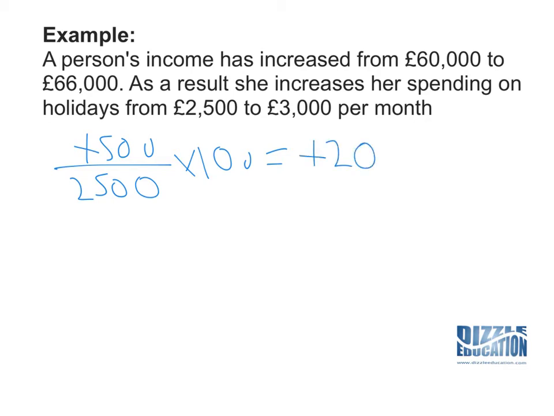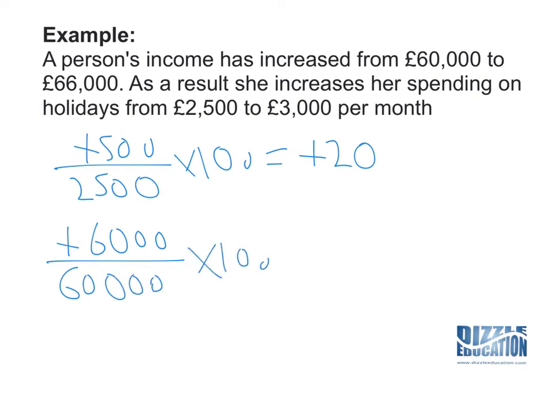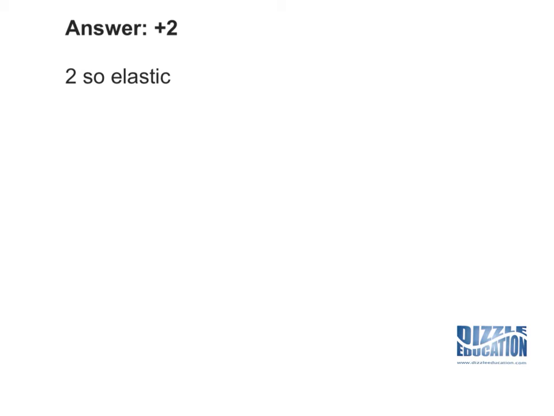Looking at the income change here, it's plus £6,000 divided by original income of £60,000 times 100 will give us plus 10. So therefore we've got plus 20 divided by plus 10, which gives us plus 2. Looking at that plus 2 value, it's 2, which is greater than 1, so therefore the relationship between this person's income and their demand for holidays is an elastic relationship.